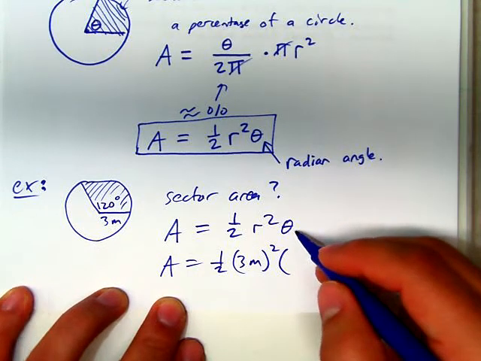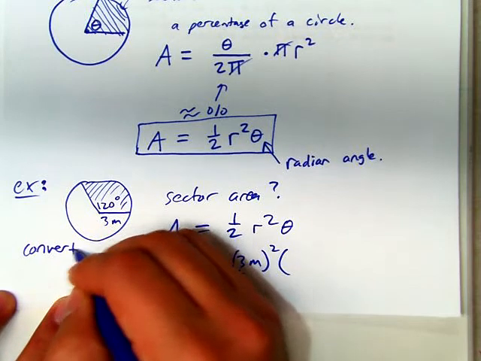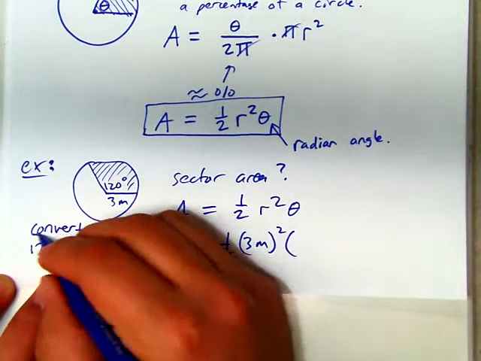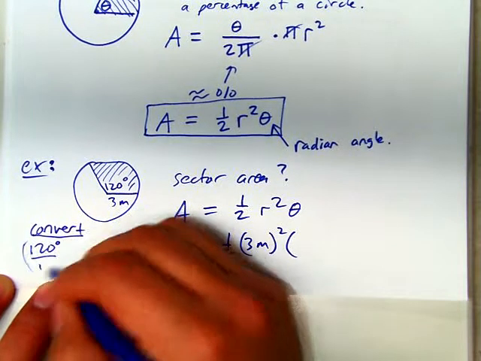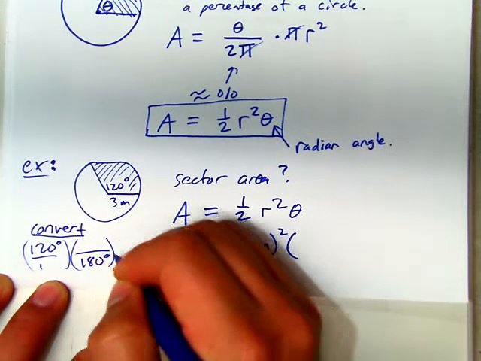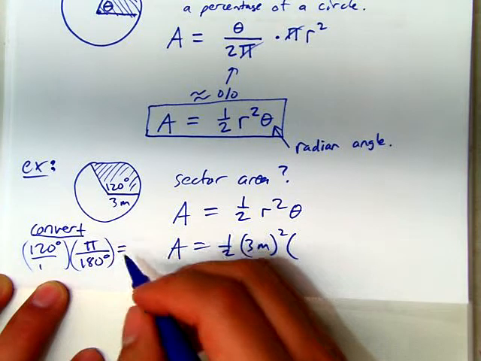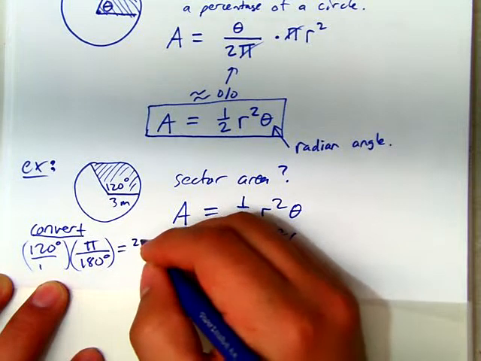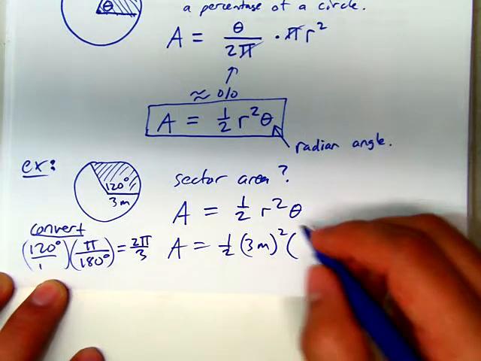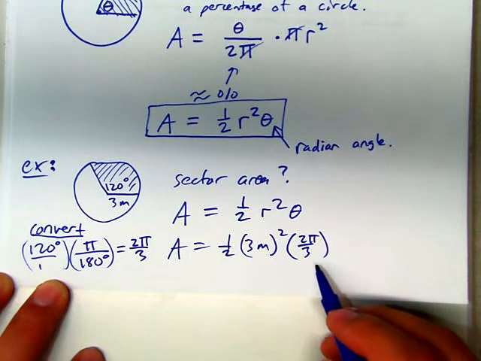So we're going to do 1/2 radius squared, so 3 meters squared, and then theta, theta is 120 degrees. This needs to be in radians, so we actually have to convert. So let's convert 120 into radians. So 120, if I want to convert into radians, degrees needs to go on the bottom. So 180, pi on top. 120 pi divided by 180, that's going to be 2 pi over 3 after you reduce the fraction. Okay, so we're going to put 2 pi over 3 in here for theta.